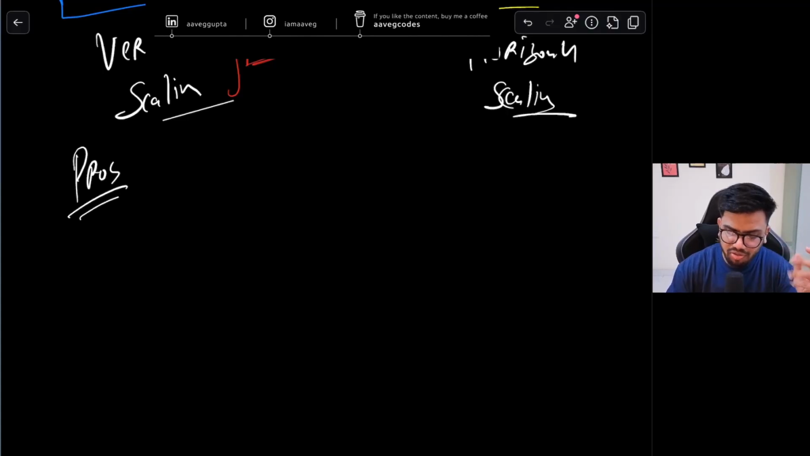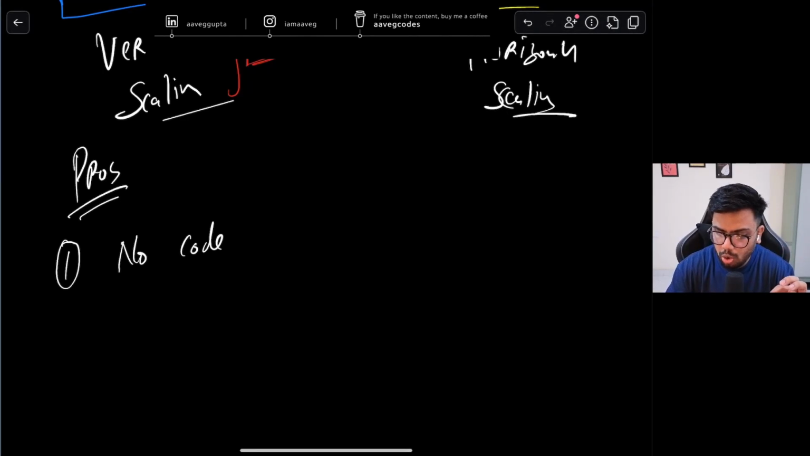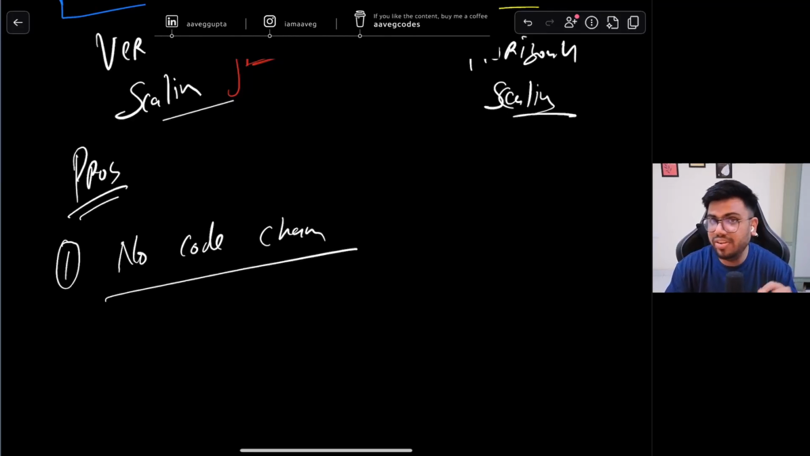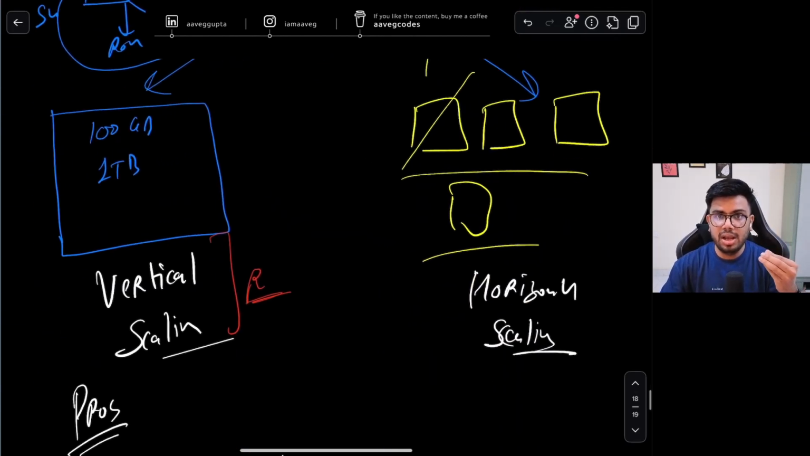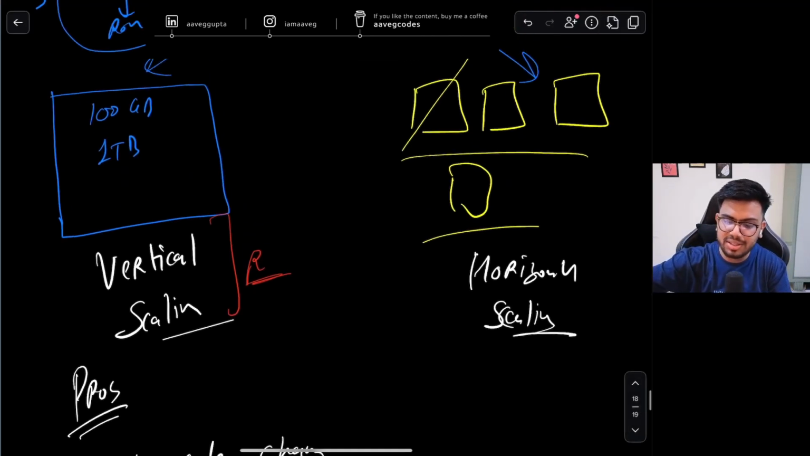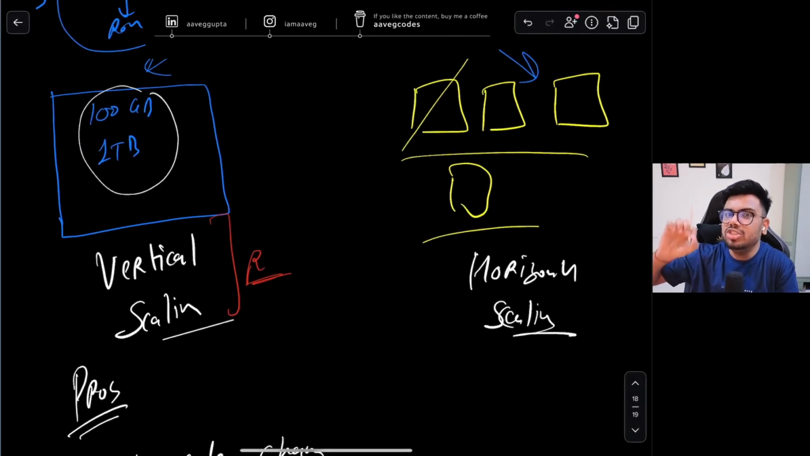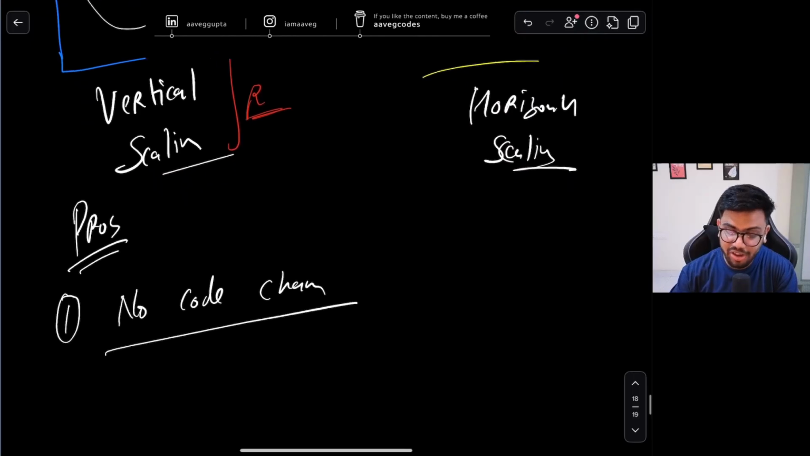Firstly, if you want to do vertical scaling, there is no code change. And this is very important, because let's say you have a small server and some code written. With that same code, if you just increase the size of your server, the same code can run on this big machine as well. You don't even need to change a single line of code to run it on a bigger machine. If you're not changing any line of code, that means there are no new bugs, and it is much easier. So this is the very first pro.